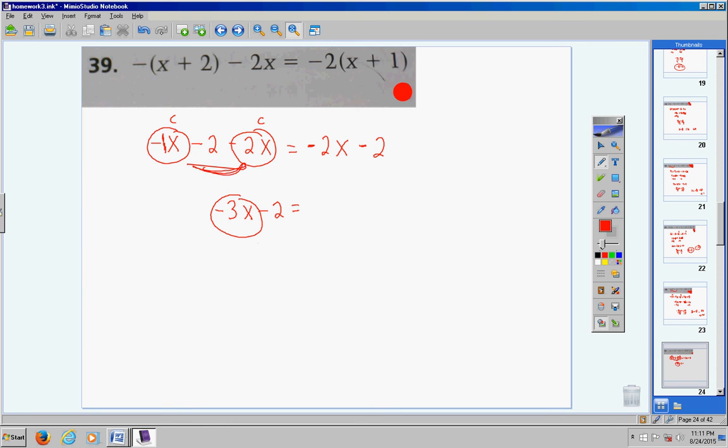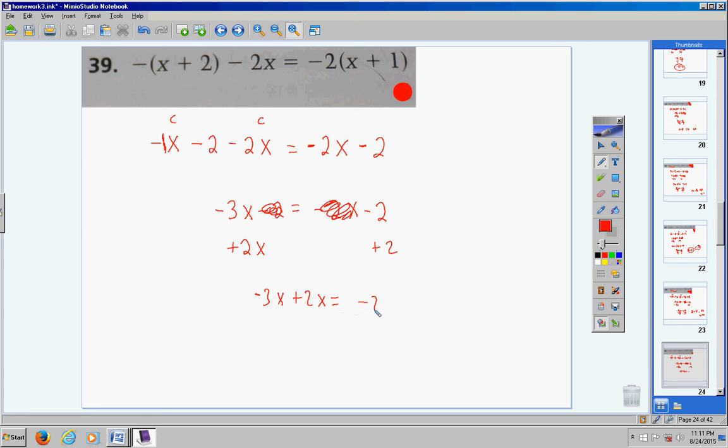Alright? On the right side, we simply have negative 2x, negative 2. Now, next step, we're going to move constant terms to one side, variable terms to the other. So this negative 2x would be over here as a positive 2x. And this negative 2 here would be a positive 2 over here. So I have negative 3x, positive 2x equals negative 2, positive 2.